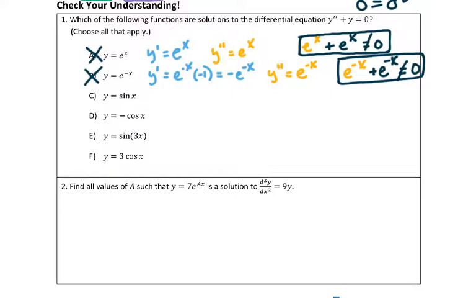Let's try some trig. The first derivative of sine is cosine. The second derivative would be the derivative of cosine, which is negative sine.